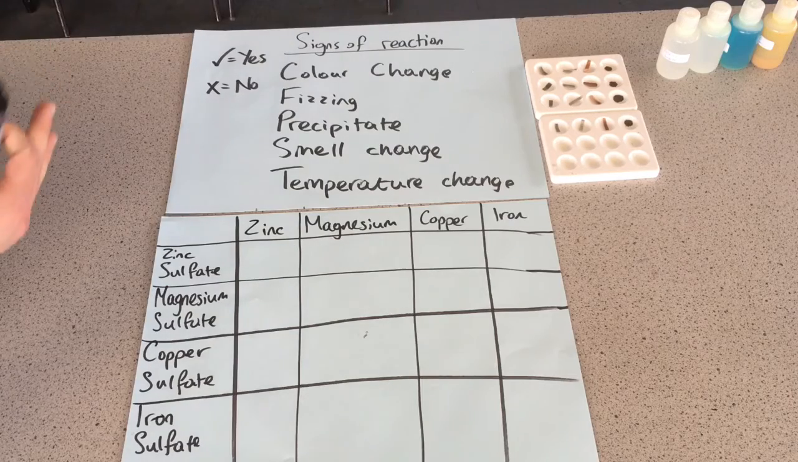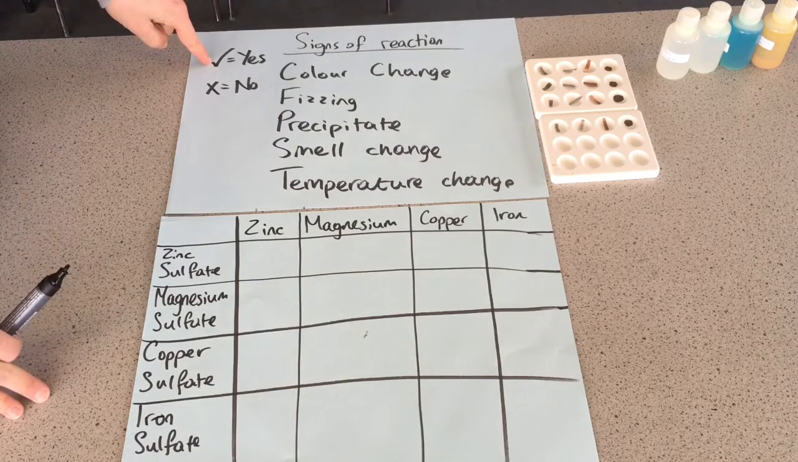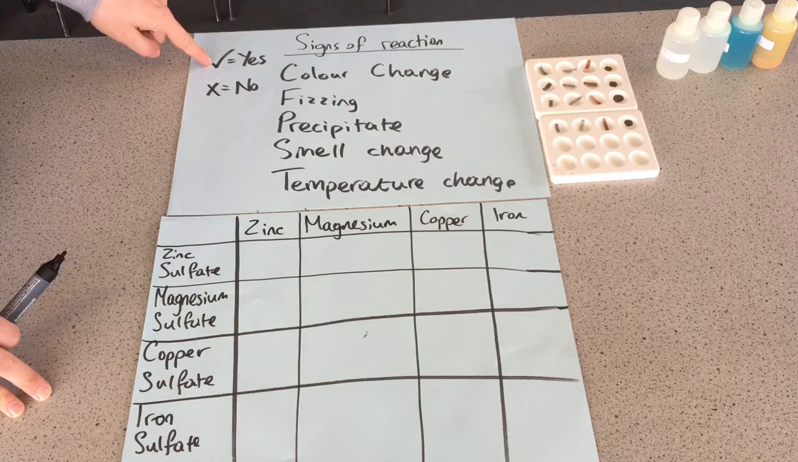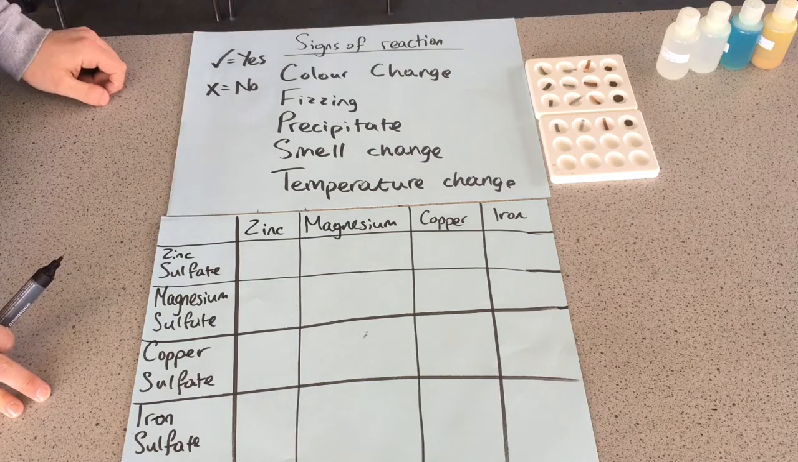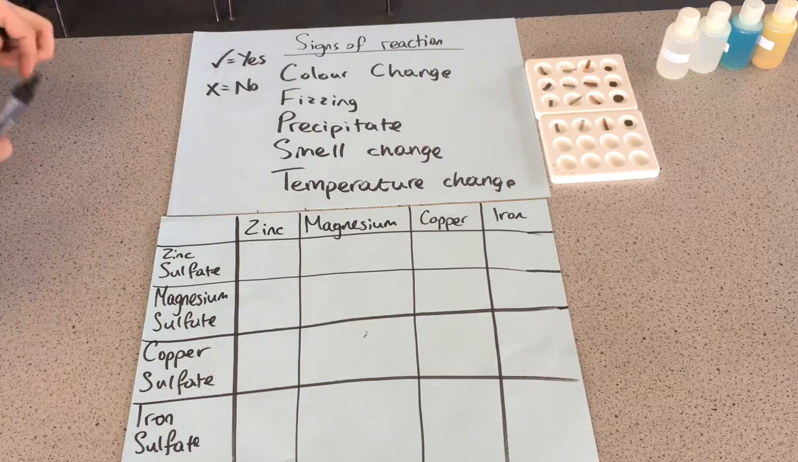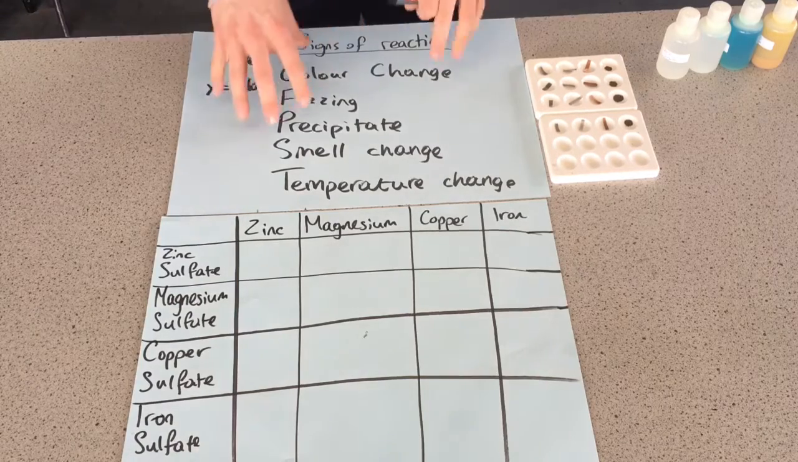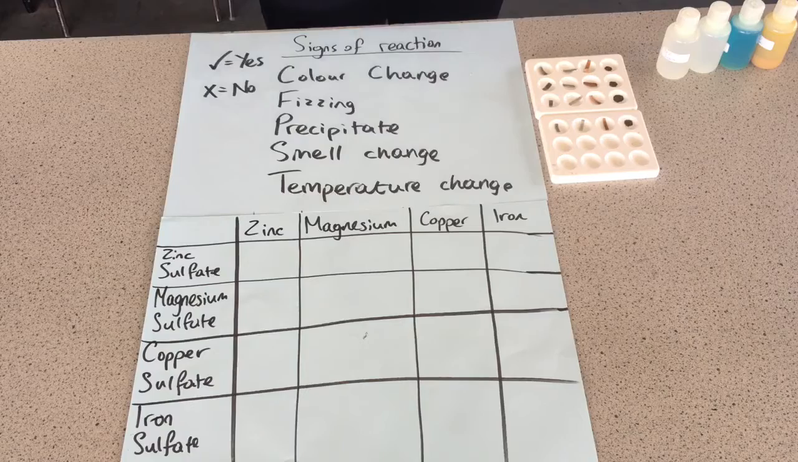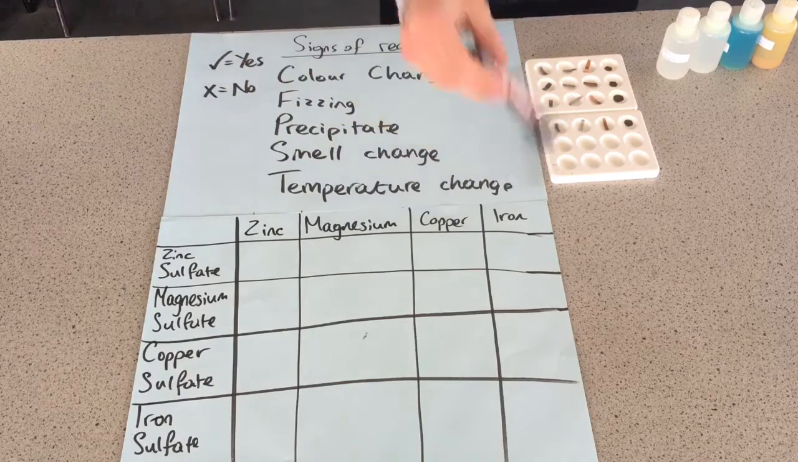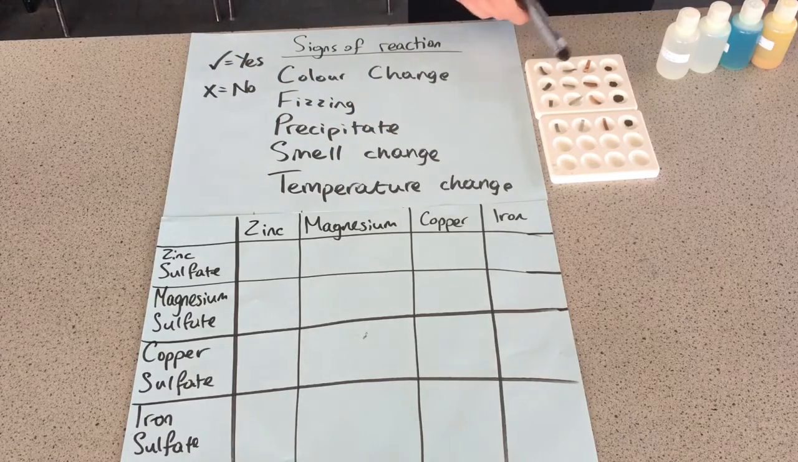If I think a chemical reaction is happening, I'm going to put a tick. And if I don't think one's going to be happening, I'm going to put a cross. I've set up a table of results. So I've got zinc, magnesium, copper and iron. You will notice that it goes zinc, magnesium, copper and iron in my well plate.